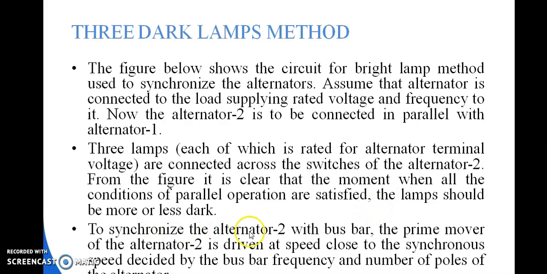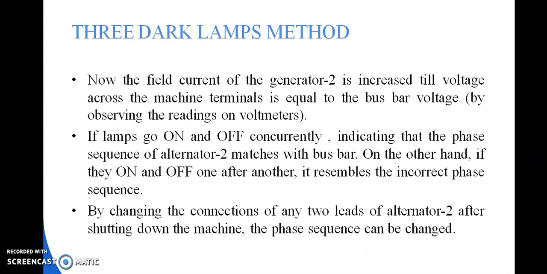To synchronize alternator 2 with the bus bar, the prime mover of alternator 2 is driven at a speed close to the synchronous speed decided by the bus bar frequency itself and the number of poles of the alternator. Now, the field current of generator 2 is increased till the voltage across the machine terminals is equal to the bus bar voltage, which can be observed by the voltmeter readings.